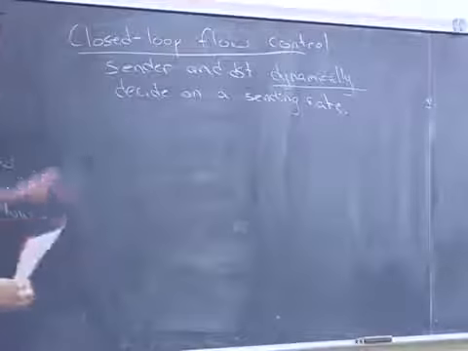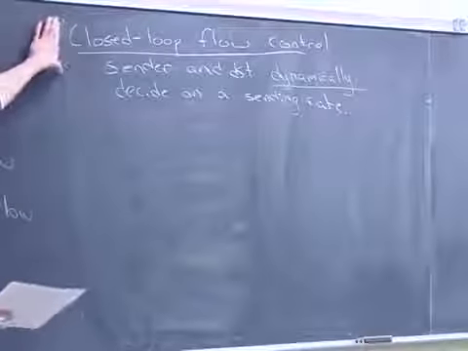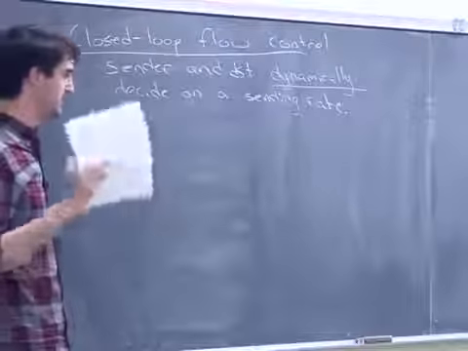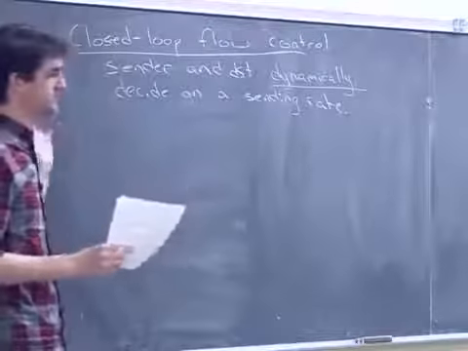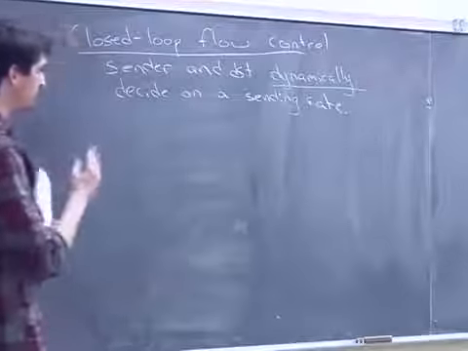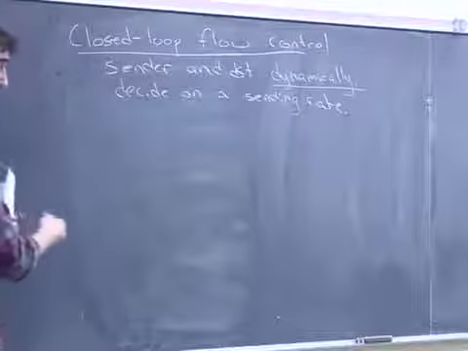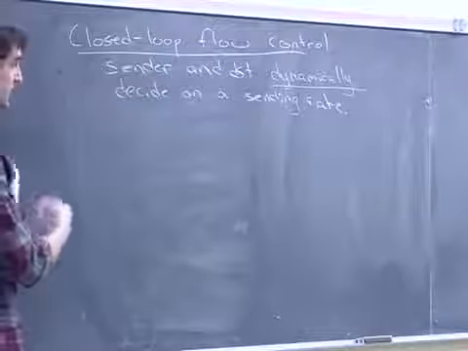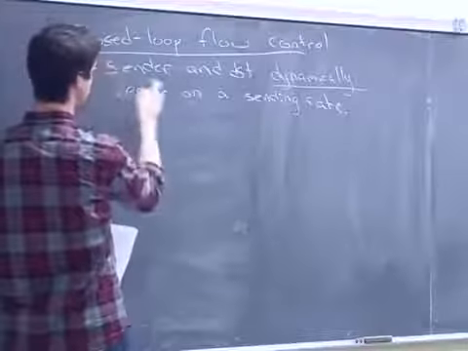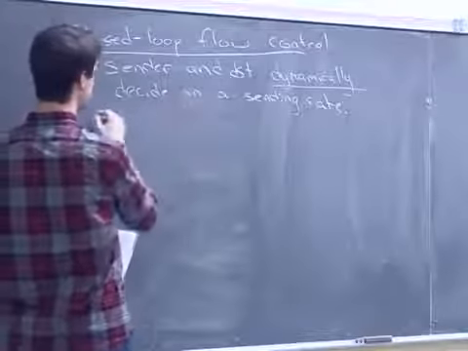All right, so in open loop flow control, the sending rate has to be negotiated ahead of time. You contact each other. You say, "I'm going to send you this much data at this rate," and then those resources are statically reserved and allocated to you. But here we do this flow control dynamically.